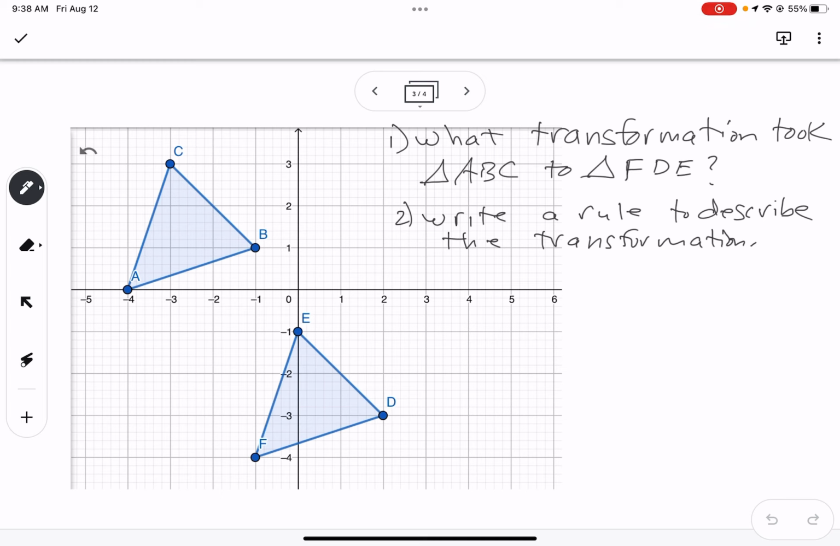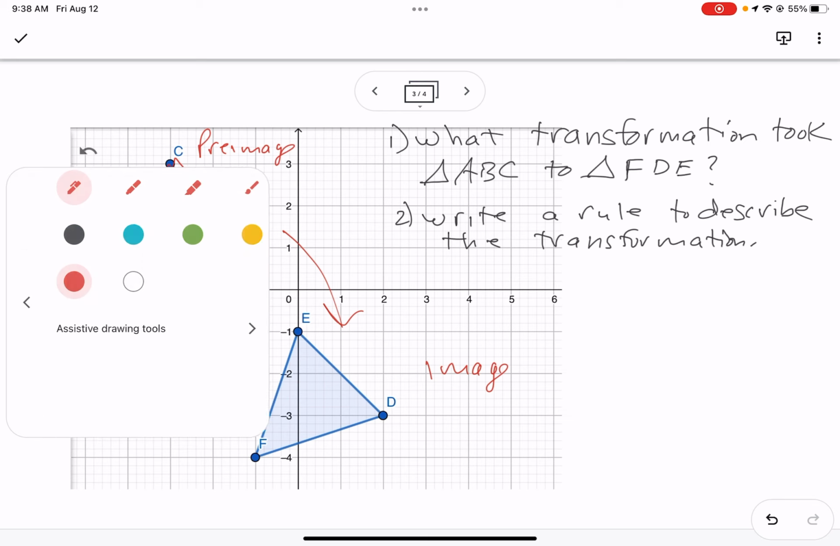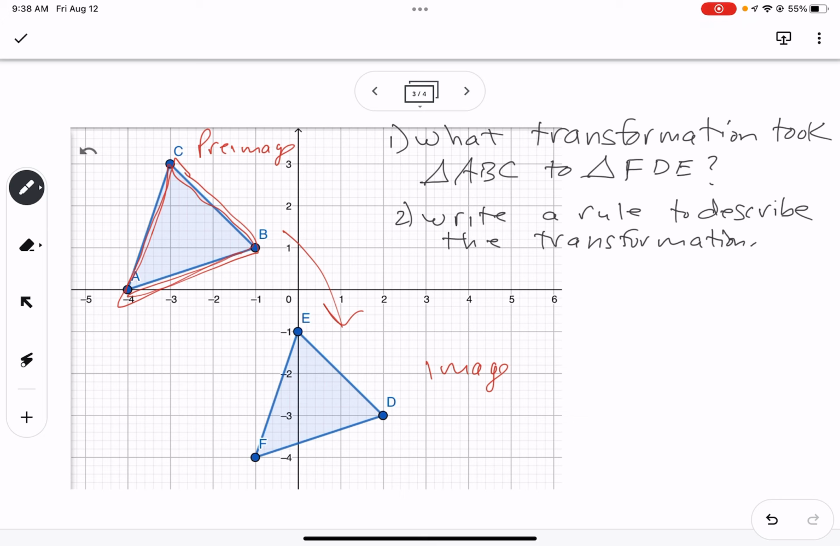Okay, here we go. What transformation took triangle ABC to triangle FDE? So here we go. Triangle ABC is my pre-image. It's not asking us to label it, but I just want to make sure that if the transformation is taking this triangle to this one, this one has to be our image. Okay, so what transformation took place? We talked about mapping, so let's take a look if these two map onto each other.